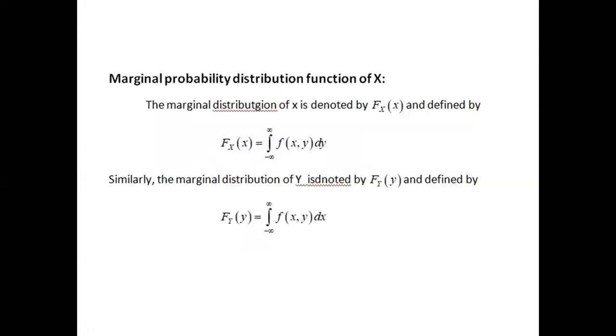Marginal probability distribution function of capital X: it is denoted by f of x, and it is defined by f of x equals the integral of f of x comma y dy. If you want to find the marginal distribution function f of x, then we are provided the x value, but not y. In that case, we take whatever the y limits are, so we consider the total range from the y variable.